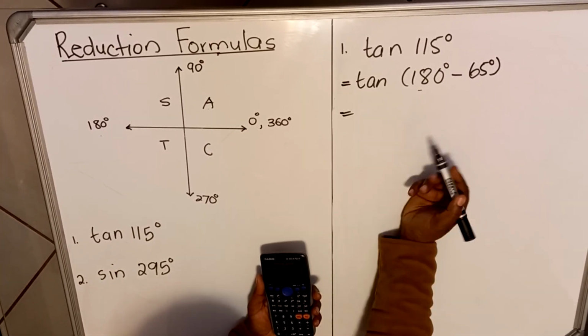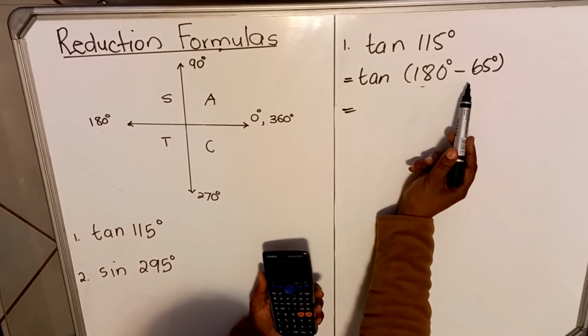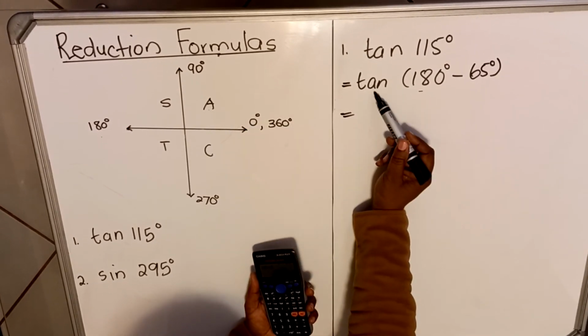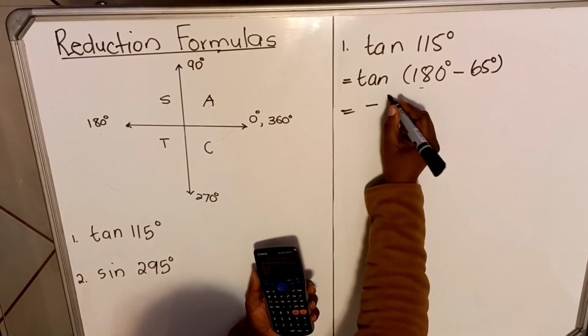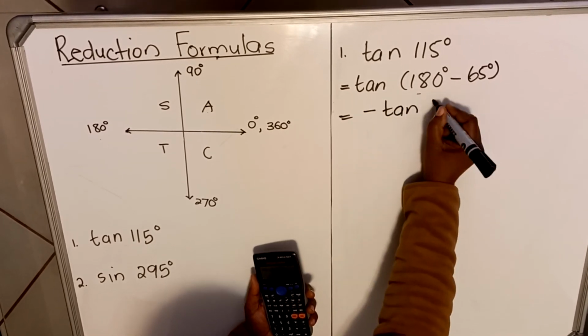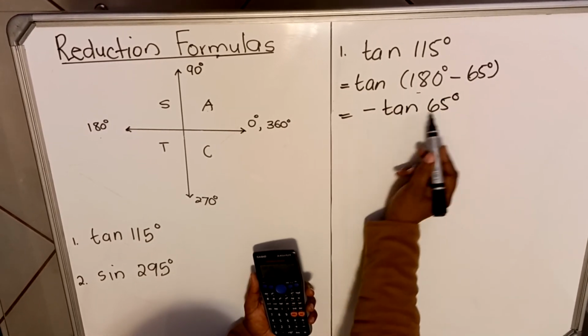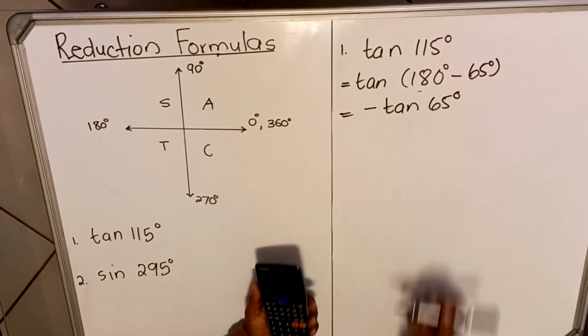So now you go to which quadrant is 180 minus? It's in the second quadrant. How is tan in the second quadrant? Tan is negative. Then you write the ratio. Then you write the angle. So your angle is 65. Your acute angle is your 65.